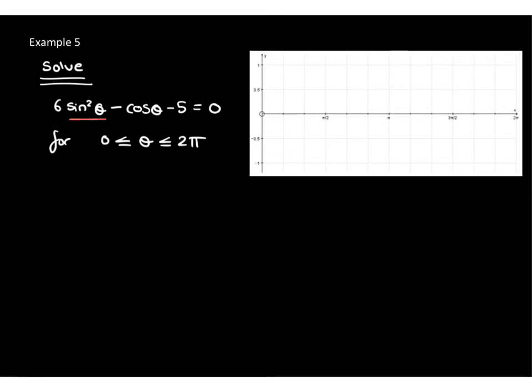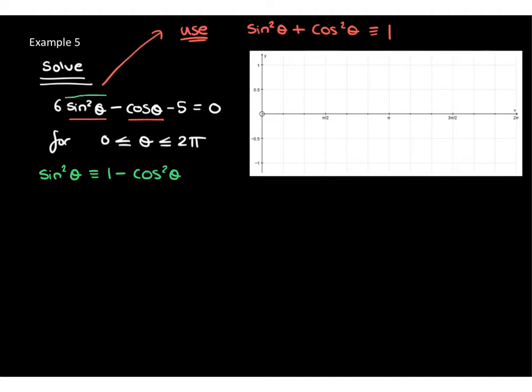You notice there's a sine squared, like in the previous question, but there's also a cos theta here. So this means we need to use the identity sine squared theta plus cos squared theta is equivalent to 1, and you must learn that identity and make sure you know when you can use it. Now the identity tells me that sine squared theta is equivalent to 1 minus cos squared theta. So where I have sine squared theta here, I'm going to replace that with 1 minus cos squared theta. So this gives me 6 bracket 1 minus cos squared theta minus cos theta minus 5 equals 0.